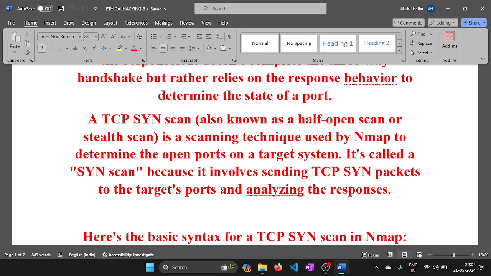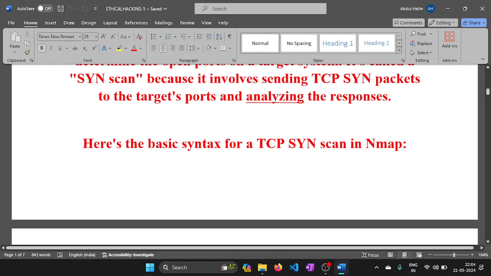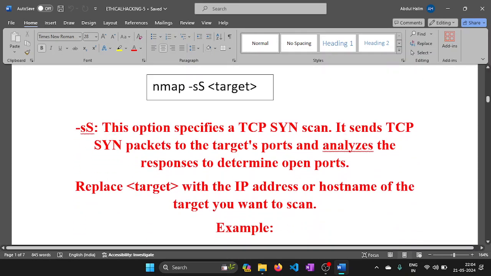It is called a SYN scan because it involves sending TCP SYN packets to the target ports and analyzing the responses. Let us see the basic syntax of TCP SYN. Right. So nmap -sS target. This option specifies a TCP SYN scan. It sends TCP SYN packets to the target port and analyzes the responses to determine the open ports.